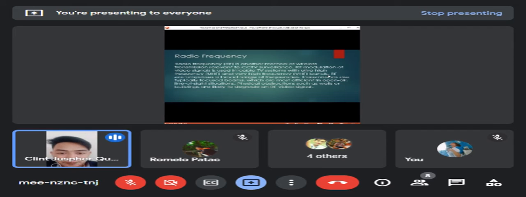So the radio frequency is a kind of wave. The radio wave is a kind of wave that's used by the stations, the television stations and radio stations, just like ABS-CBN, Kiss FM on radio, Brigada. They use radio frequency.